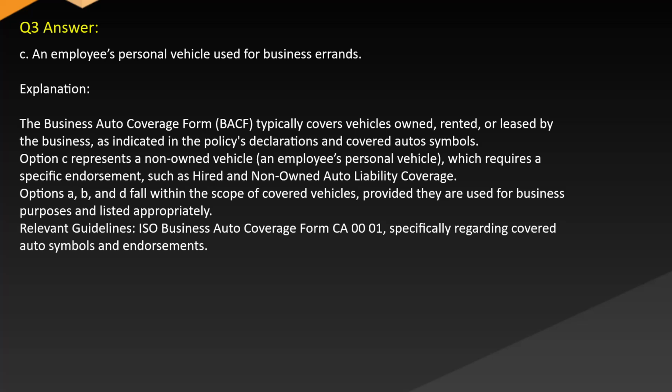Answer: C. An employee's personal vehicle used for business errands. Explanation: The business auto coverage form (BAC) typically covers vehicles owned, rented, or leased by the business as indicated in the policy declarations and covered auto symbols.